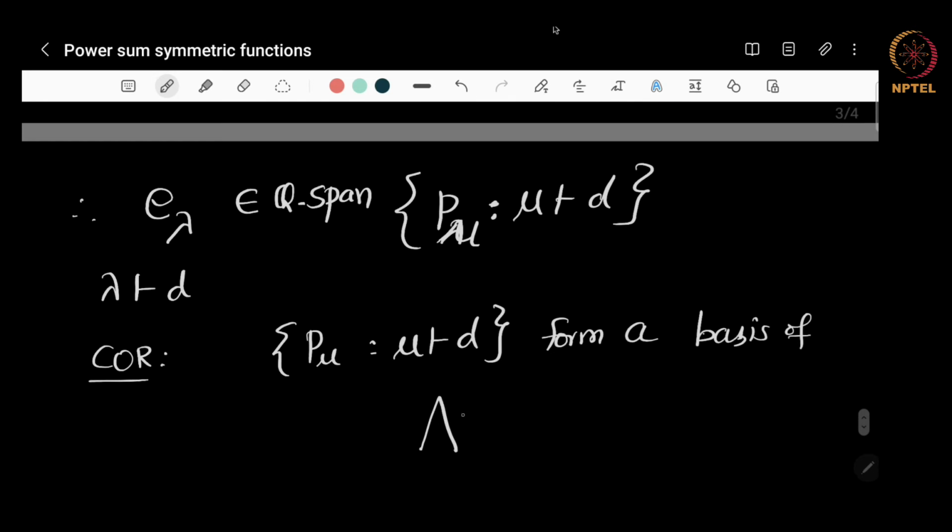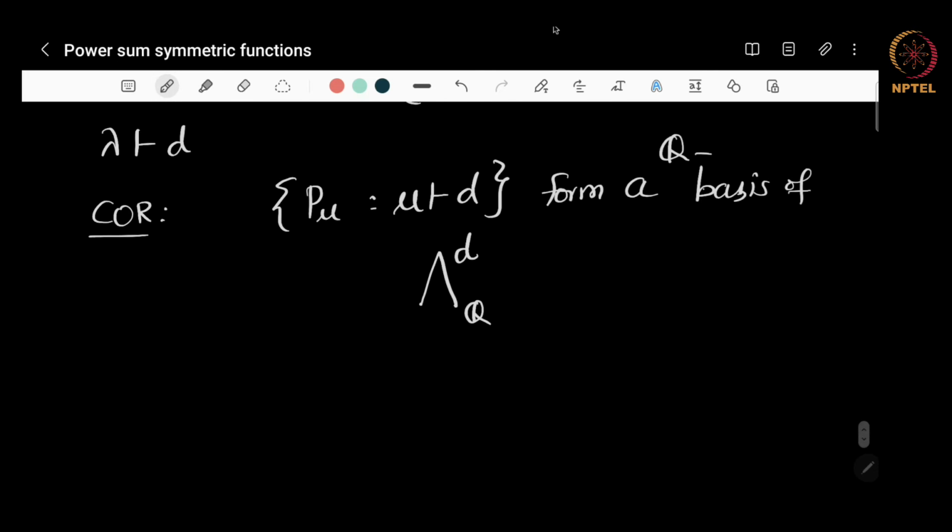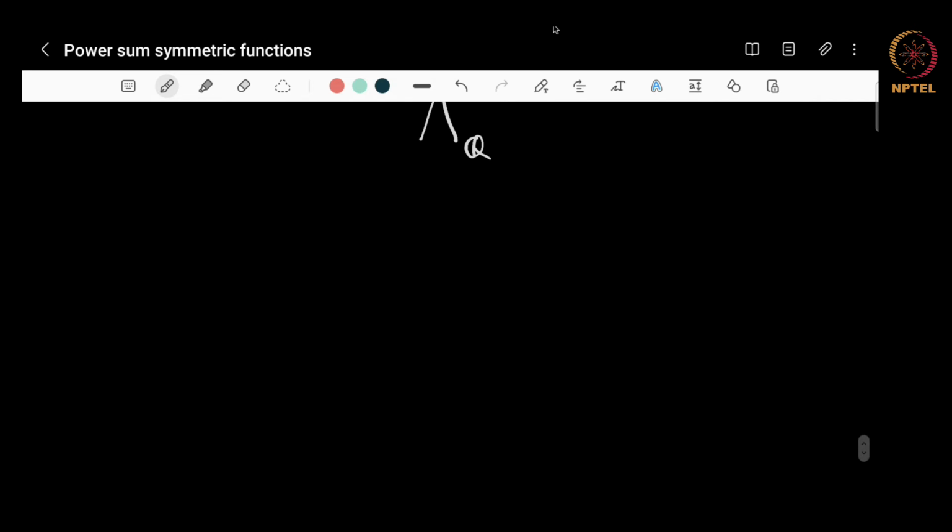So if you say lambda D, then this is all symmetric polynomials, homogeneous of degree D. But we remember we said this is over some ring K, and we've often been looking at K to be the integers, but this is only a basis if you take that K to be the rational numbers. So it forms a basis over the rational numbers. Okay, so just something to keep in mind that you'll start needing rational numbers as soon as you pass to the power sum symmetric functions.